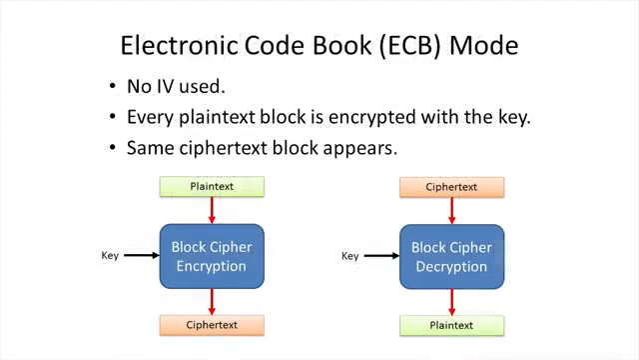The simplest encryption mode is ECB, Electronic Code Book mode. In this mode, no IV, initialization vector, is used. Every plaintext block encrypted with the same key will produce the same ciphertext. And with the same ciphertext appearing for the same plaintext with the same key, it could be guessed by the attacker and is susceptible to block swapping attack.